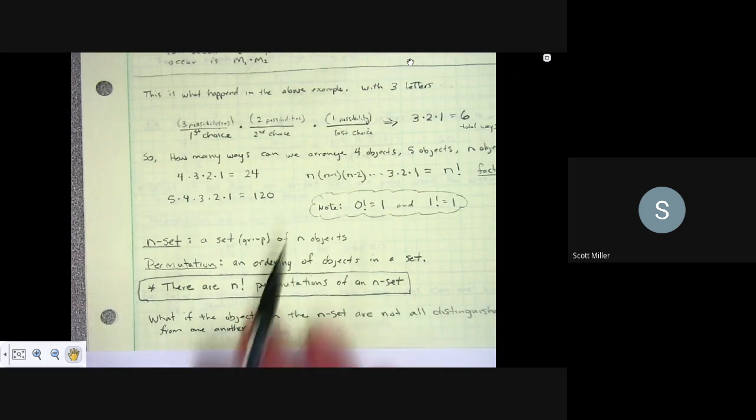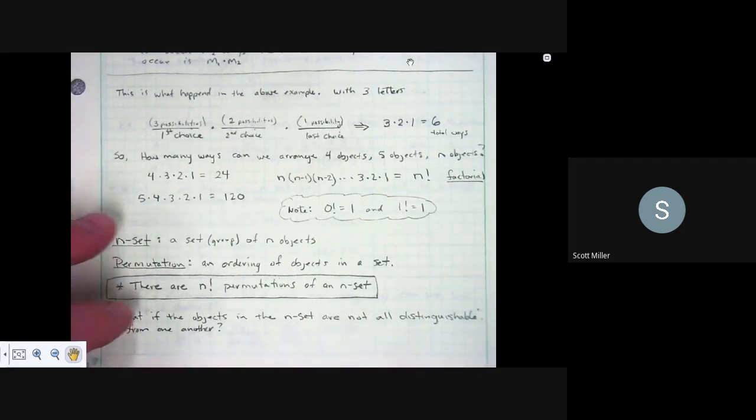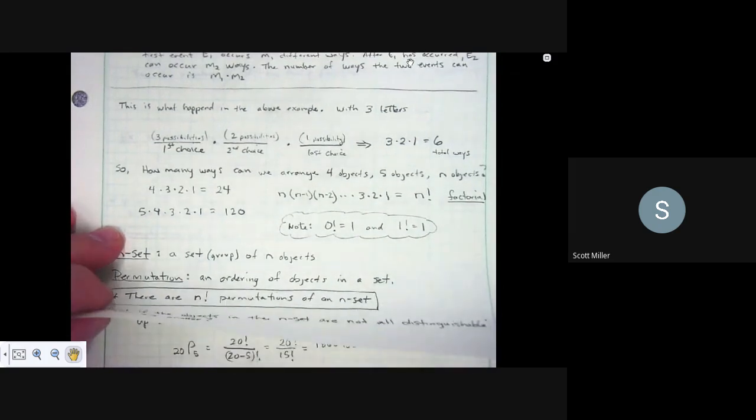Now, next question. What if the objects in the n set are not all distinguishable from one another? What if I have, in a classroom, identical twins or identical triplets and you cannot tell them apart? What do I do in a situation like that? Since I can't tell them apart, I can't see the list as being different. So how do I deal with that?